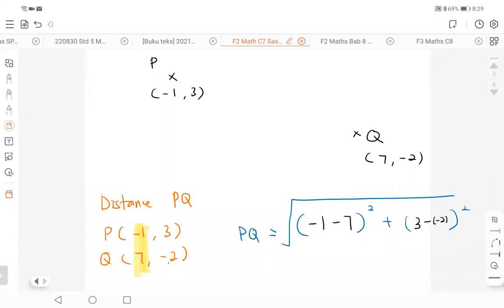Can I see your response, everyone? Okay for this part or not? To find distance.